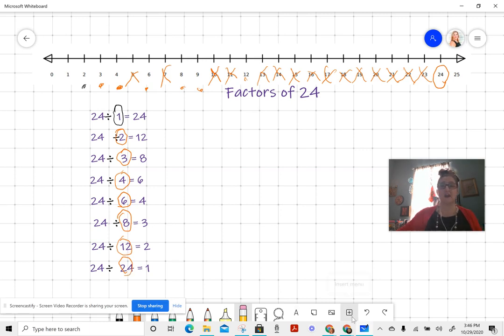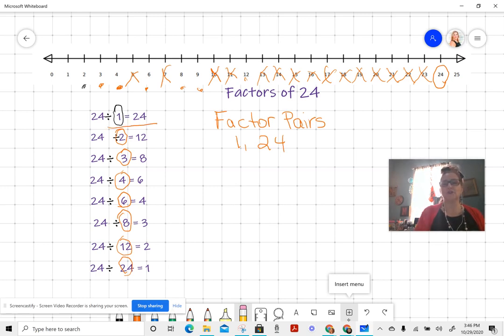But I could have stopped. What do you notice? I have factor pairs. And what do I mean by factor pairs? So I have 1 and 24. I can see those right there. 2 and 12. 3 and 8. 4 and 6. And if I go to my next pair, look at that.